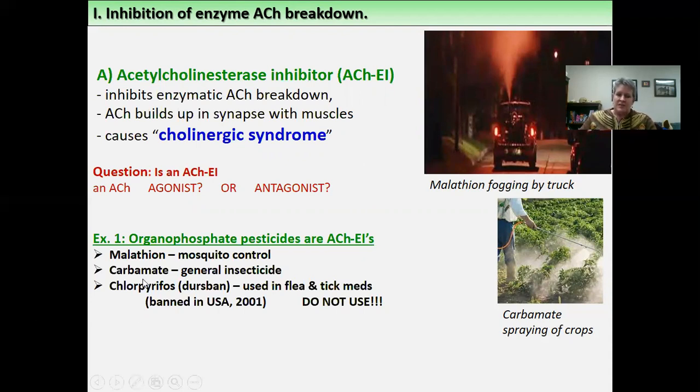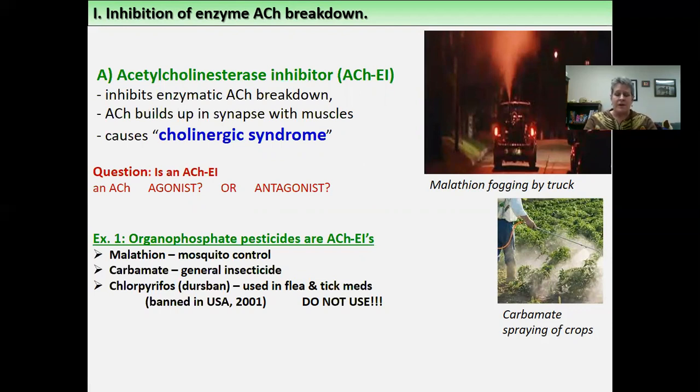Now, carbamate is a general insecticide that people can spray on their crops. We are in an agricultural area here, and this could happen. A farmer could be filling up the vats on his tractor, and if he spills any of that carbamate on himself, it could drive him, or her, into cholinergic syndrome. So that is something that could happen. Now, chlorpyrifos, or Dursban, got banned for use in flea and tick meds in the United States in 2000, before you were born, because they knew it was causing cholinergic syndrome in animals. So the only way you might see it as nurses is if someone gets exposed to malathion, carbamate, or some other organophosphate pesticide.